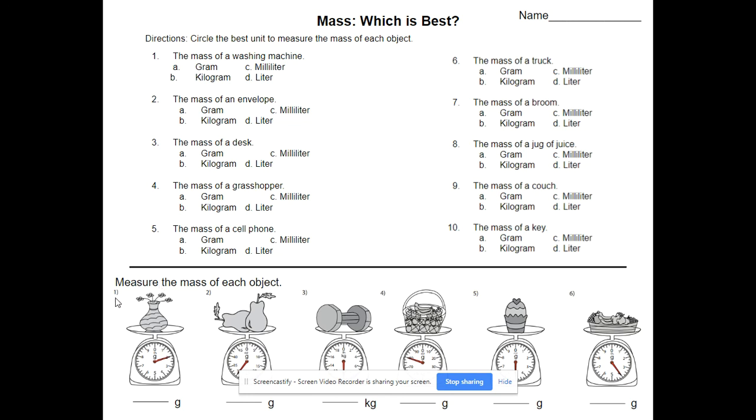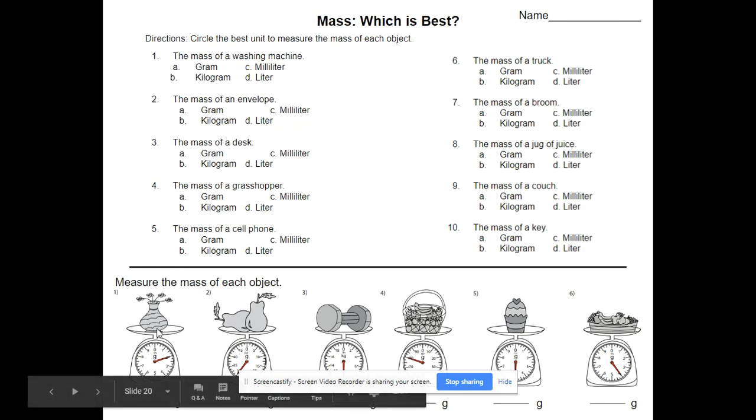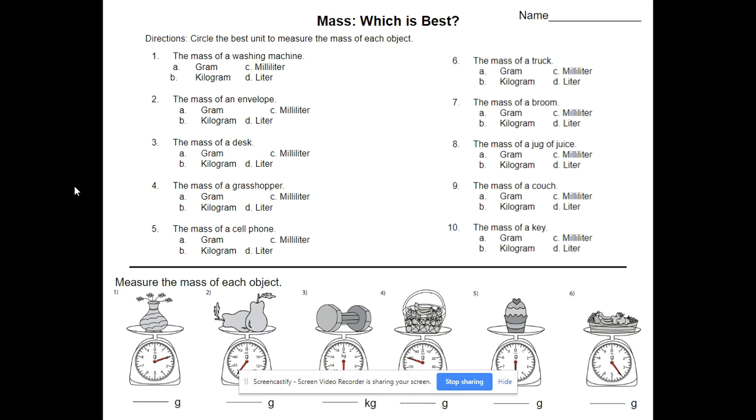And then down at the bottom, for 1 through 6, you are reading those scales and writing the abbreviation. On each of your scales, you have the letter G, which stands for grams, or kg. Write down the mass of each object on your worksheet. Make sure your name is on your paper. When you finish this one side of your worksheet, turn it into the math tray.